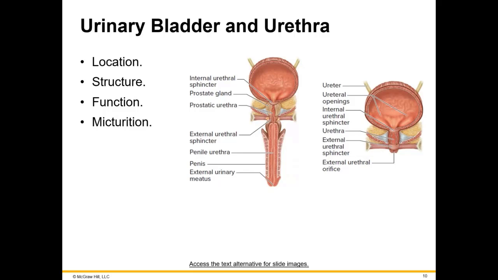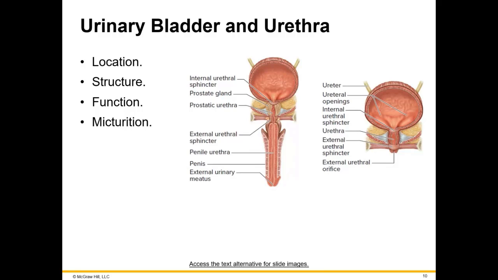Micturition is the process of releasing urine from the bladder. This is possible when two sphincters relax. Remember we talked about how many sphincters we have? We've got a lot, right? Yes, over 50. It's so crazy. I think there's about between 50 and 60. It's possible when the two sphincters in the base of the bladder relax.